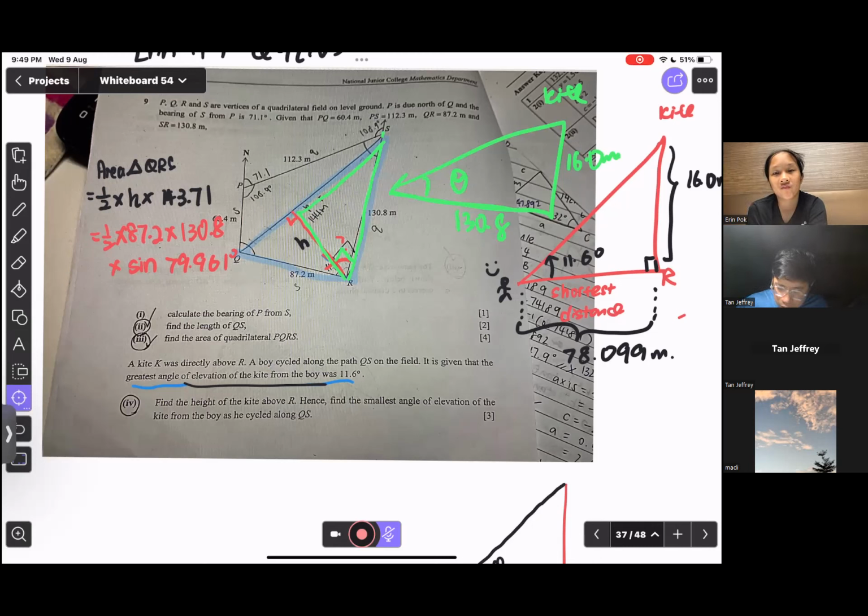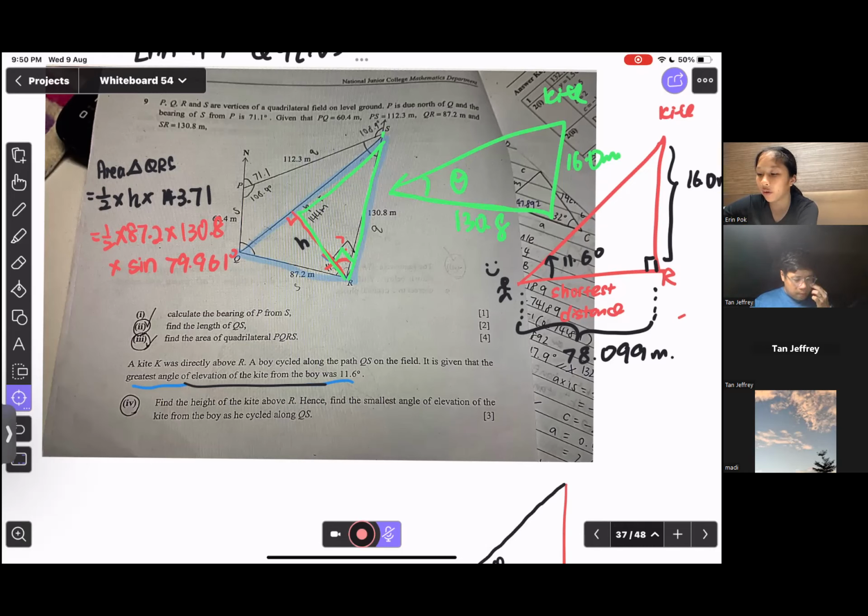Okay, do you know the area of this one? QRS. QRS. I got 5611.8. I got 5615.56. It should be 5611.8. Okay. You get that? Yeah, I'll just write it down first. It could be a rounding off error. Wait, check. Your calculator is in degree mode, right?